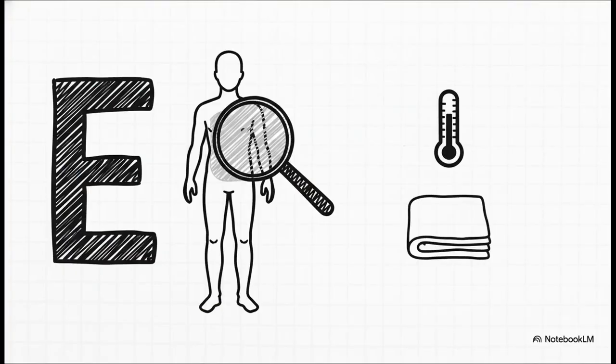E is for exposure. This means you're doing a head-to-toe inspection. You're looking for rashes, bruises, pressure sores, anything you might have missed. You're also checking their temperature. And this is so important. You have to do this while keeping your patient warm and always maintaining their dignity and privacy.